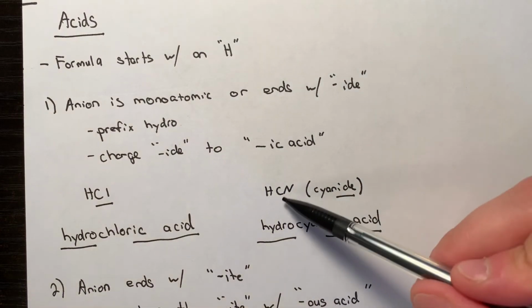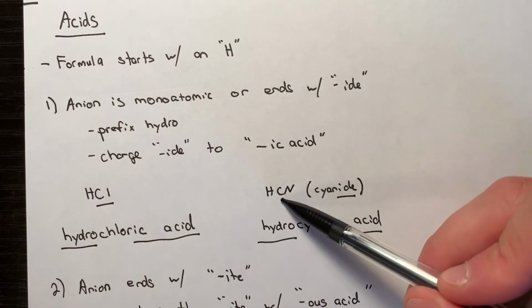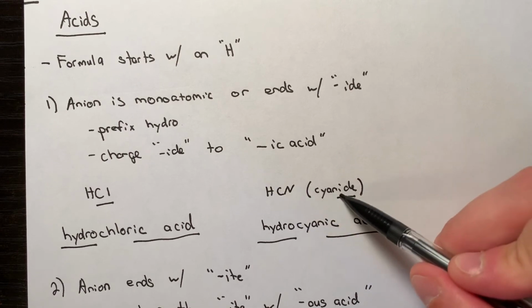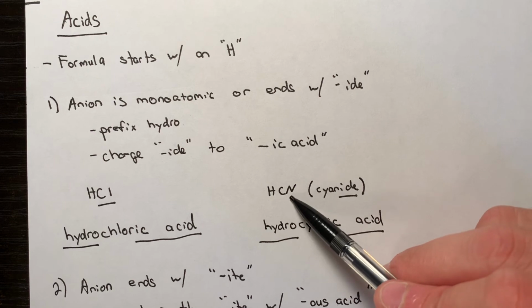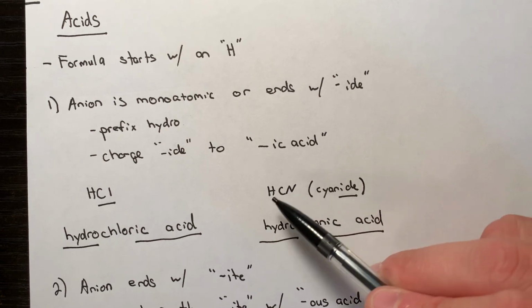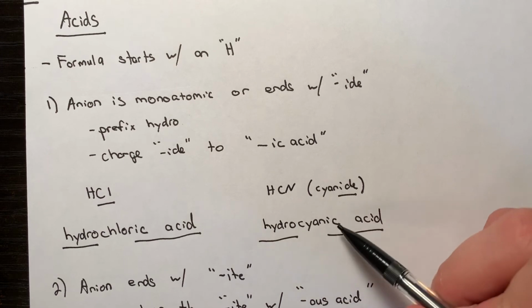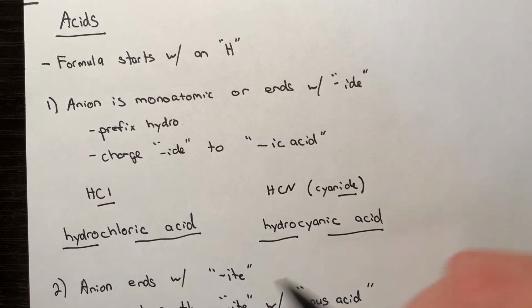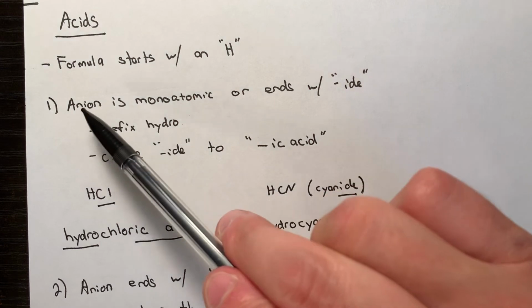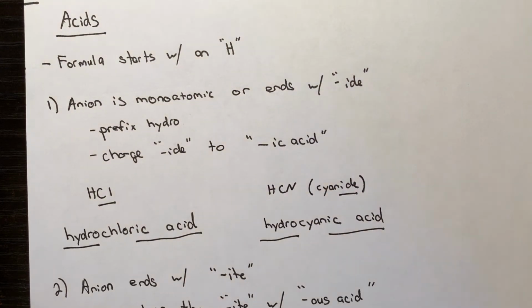In the second example, we find that the anion is not monoatomic, but it does normally carry this IDE ending. So CN is the -1 polyatomic ion cyanide. So again, hydro designation, but cyanide gets changed to ic acid, so hydrocyanic acid. Two separate words in both cases here. So this is the first type, where our anion is monoatomic.